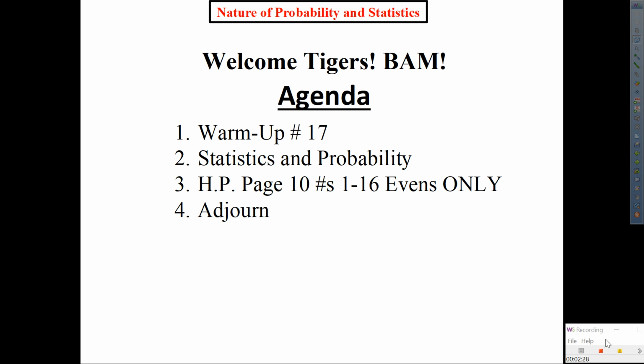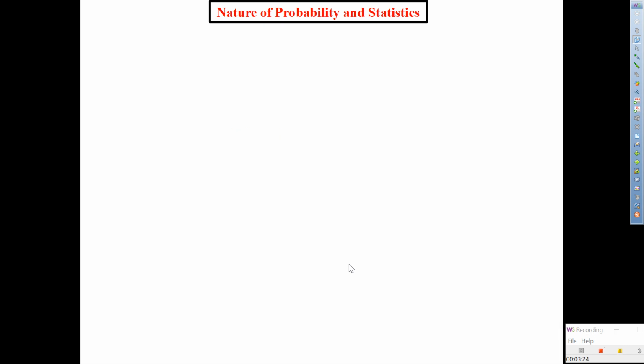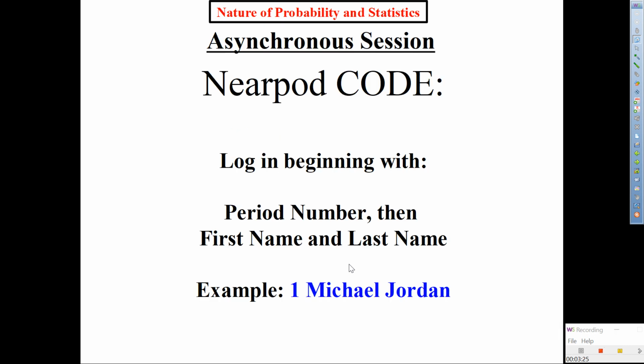All right. Where are we at? No Nearpod code. Previous home plate was on page 5, numbers 1 through 16 odds. Get that in front of you and go over it with your neighbor, since you needed to go over that at home just to make sure they got it. Yes? Help them out if they got confused with any of those. I'll give you some time.